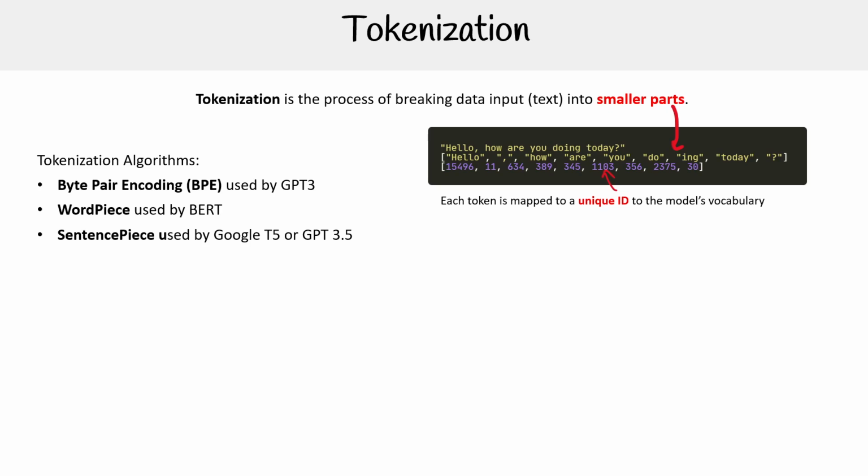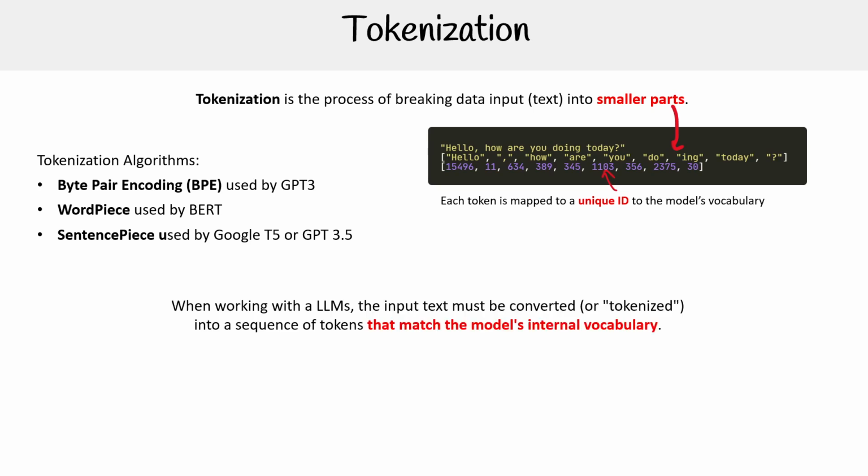You won't really notice this when working with LLMs, especially if you are utilizing something like Ollama or a managed service, because these APIs are taking care of this algorithm for you. So you just input it and it works. But when you're working with LLMs, the input text must be converted, or tokenized, into a sequence of tokens that match the model's internal vocabulary.